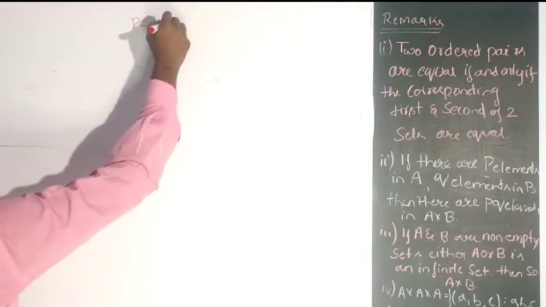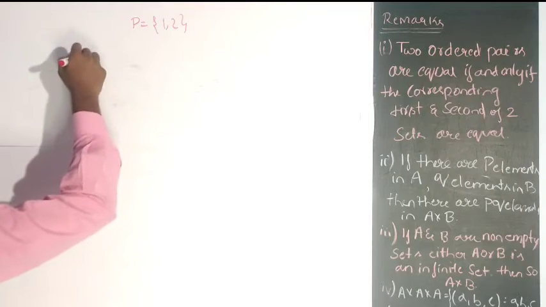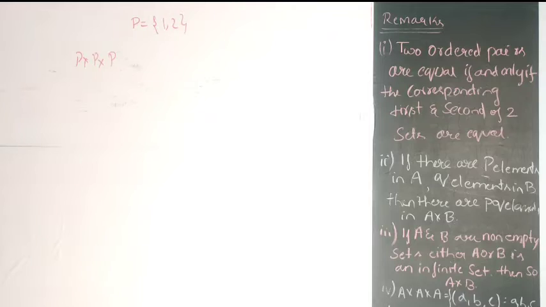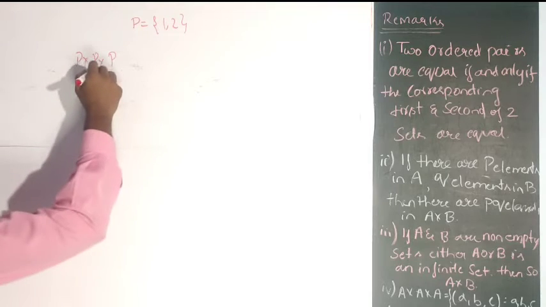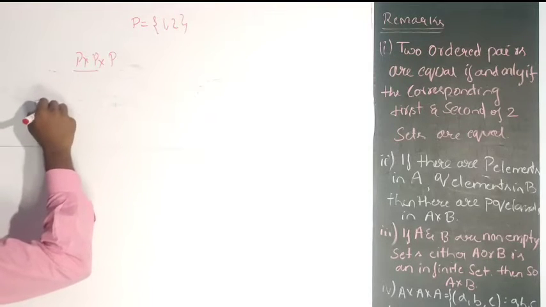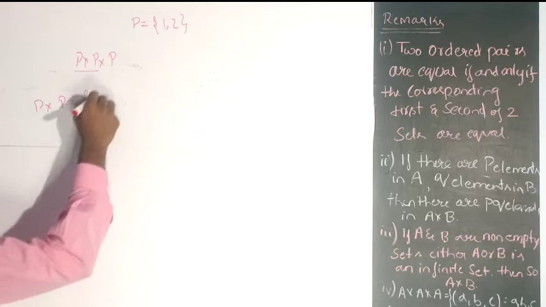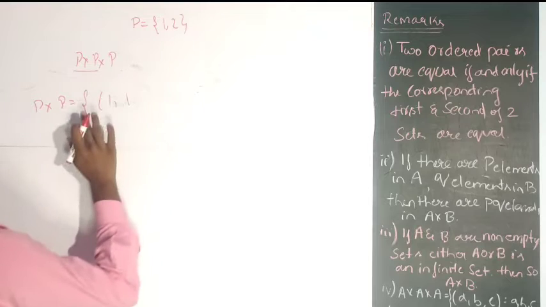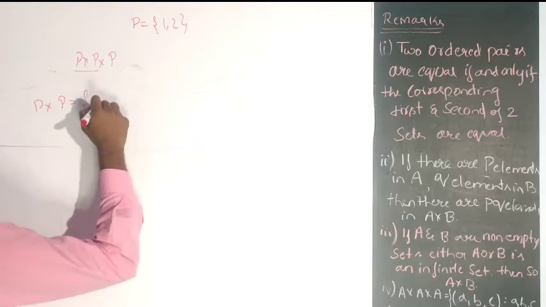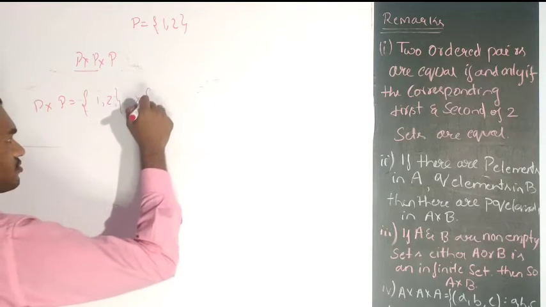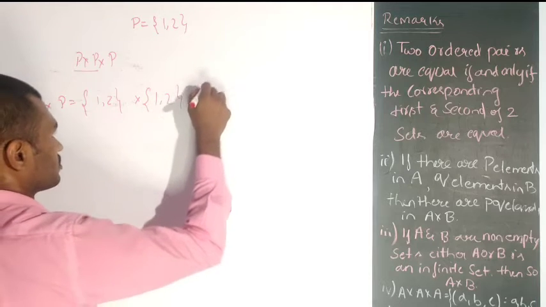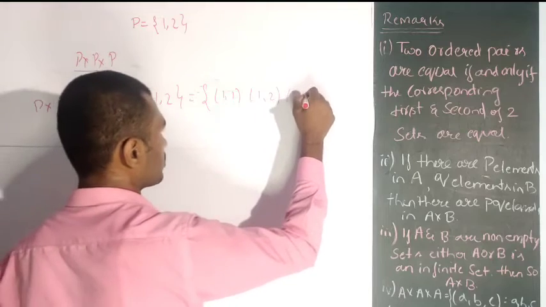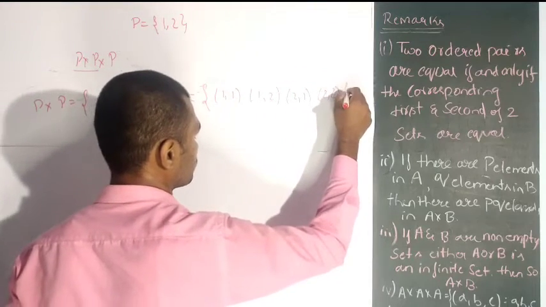We have P is equal to 1, 2. We need to find P cross P cross P. So to simplify this, first I will do P cross P. P cross P means 1, 2 cross 1, 2. Right? So that is 1, 1, 1, 2, 2, 1, 2, 2.